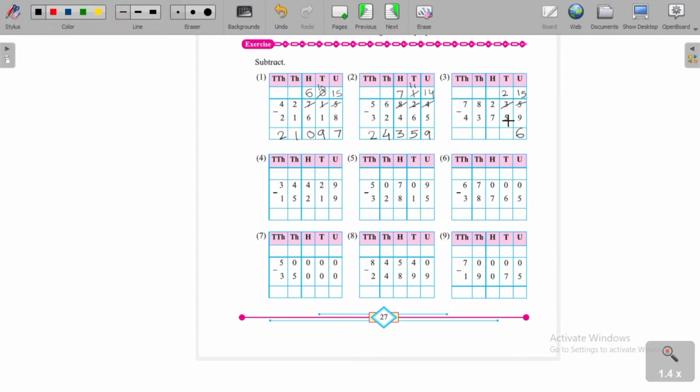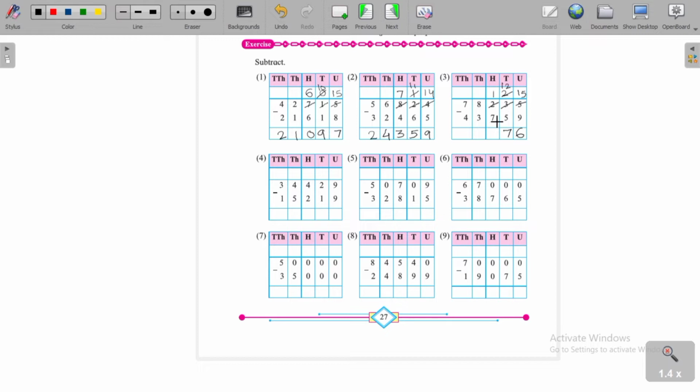2 minus 5. Here 5 is a bigger number. We cannot subtract 5 from 2. We need to borrow from hundreds place. We are borrowing 100 from here. That is 10 tens. So 100 remain here and the 10 tens what you borrowed from hundreds place, and these two tens together they make 12 tens. So now 12 minus 5 is 7.